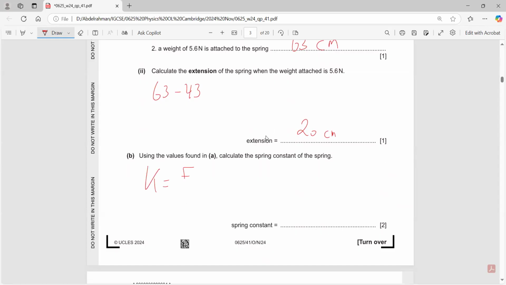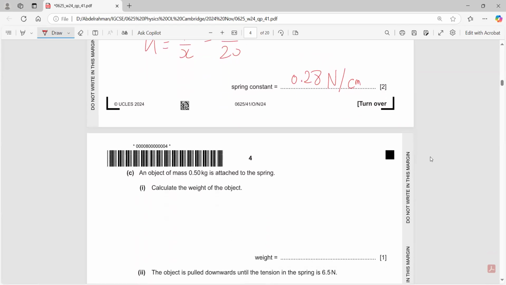k equals F over x. F is 5.6 and x is 20. 5.6 divided by 20 is 0.28. Do not forget the unit. What is the unit of the spring constant? Force divided by extension, so newtons per centimeter. If the extension was in meters or millimeters, the unit would have been newtons per meter or newtons per millimeter.